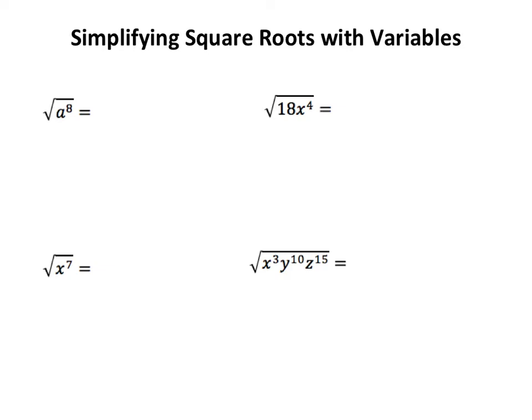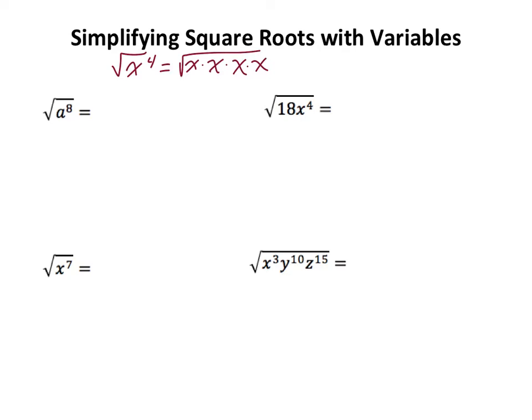So when we're simplifying square roots with variables, we're actually going to bring back to mind what exponents really are. So if I was to have the square root of x raised to 4, this just means the square root of x times x times x times x, right?